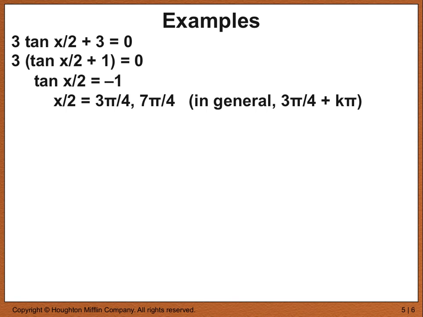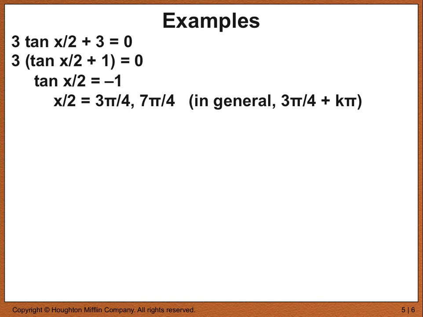And now if we want to express this generally, we can just say 3 pi over 4 plus k pi. Now, you might ask, well, where did the 7 pi over 4 go? The 7 pi over 4 is included in this general expression. Okay, let's prove that to ourselves by putting in different values of k. Let's put in k equals 0. Well, then I just end up with 3 pi over 4, right? It's 3 pi over 4 plus 0 is just 3 pi over 4.